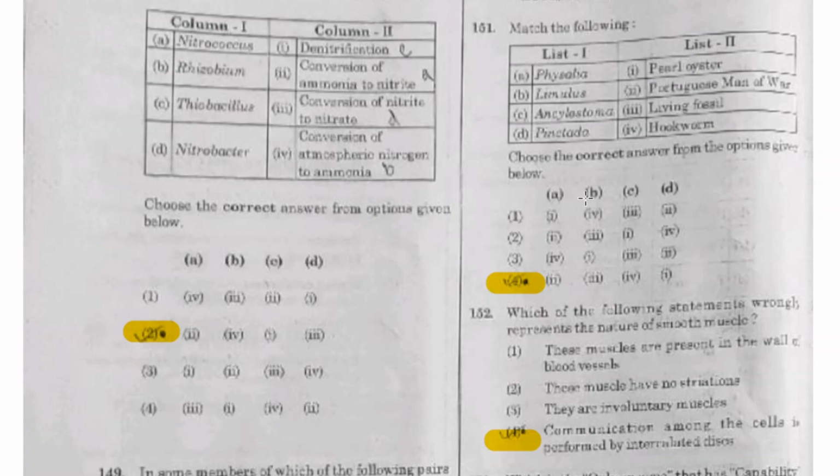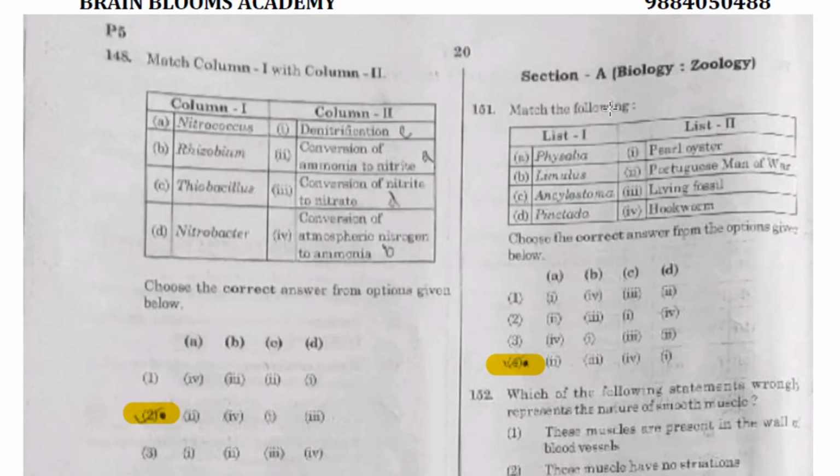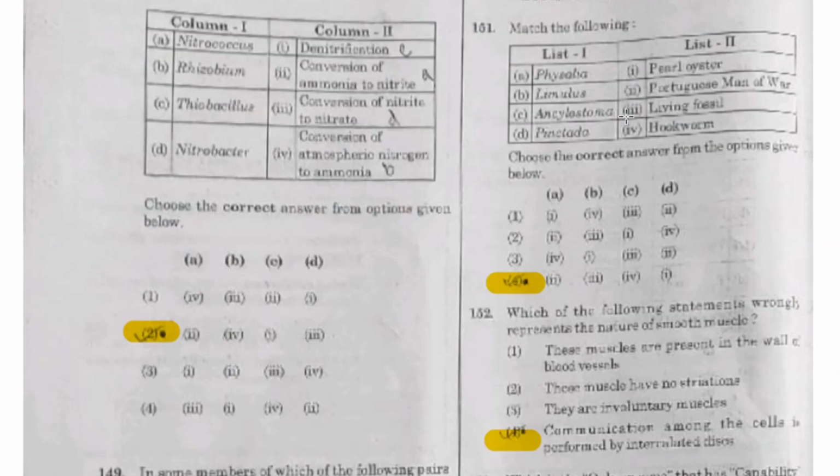And the next question is again a match. So many match the following. You know, we finished botany. Let us get into zoology. Actually it's an easy paper only. Physalia, Limulus. Limulus is a living fossil. Physalia is a Portuguese man of war, and Ancylostoma is a hookworm, and Pinctada is a pearl oyster.